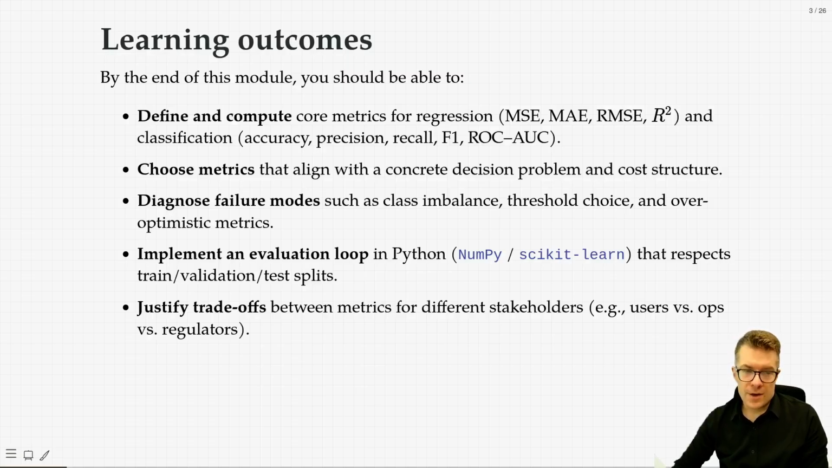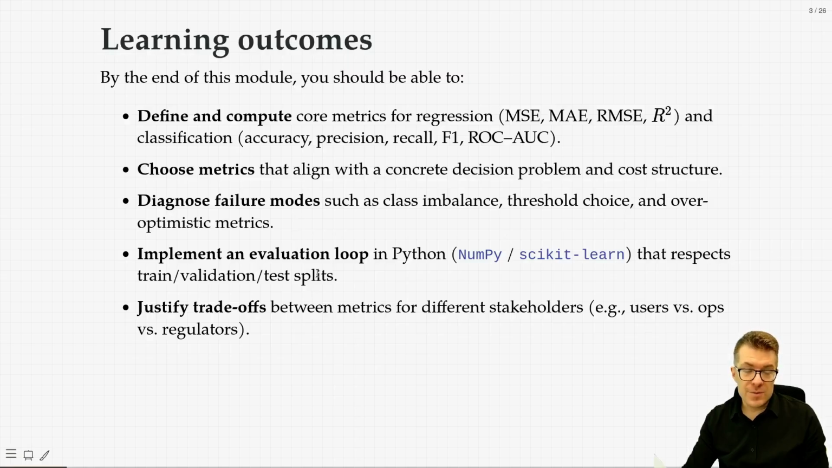You'll be able to choose metrics that align with concrete decision problems and cost structures. You'll be able to diagnose failure modes. So class imbalance is a classic one. Different values of threshold choices. For example, you're using logistic regression. You need a threshold to determine whether a data point is part of class 0 or class 1, but that decision can have major consequences. We'll talk a little bit also about optimistic metrics.